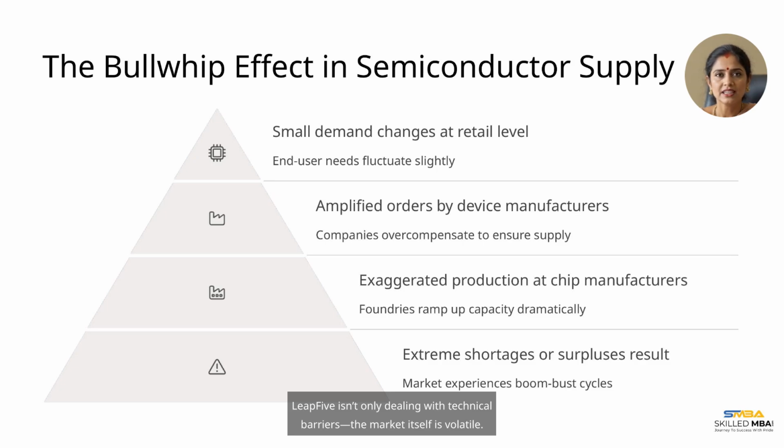LeapFive isn't only dealing with technical barriers, the market itself is volatile. The bullwhip effect in chip supply chains means small changes in end-user demand are magnified at every level of production. Device makers overorder to hedge against shortages. Foundries respond with increased capacity, which later creates gluts and busts. For LeapFive, timing production cycles and inventory is a game of anticipation and survival.